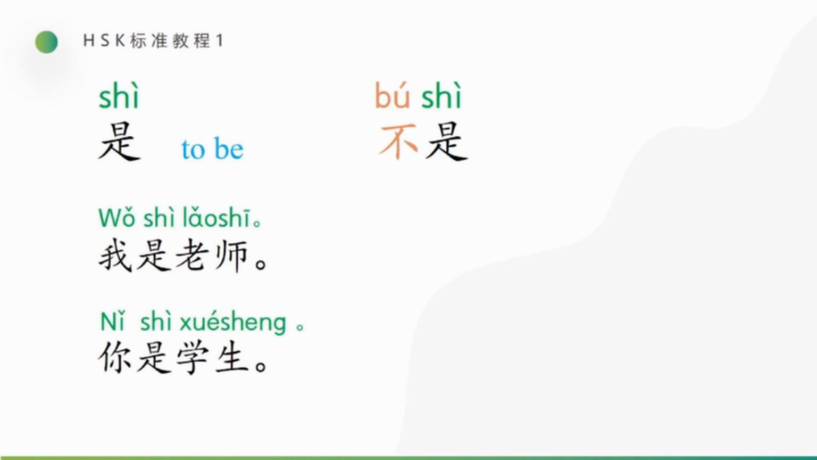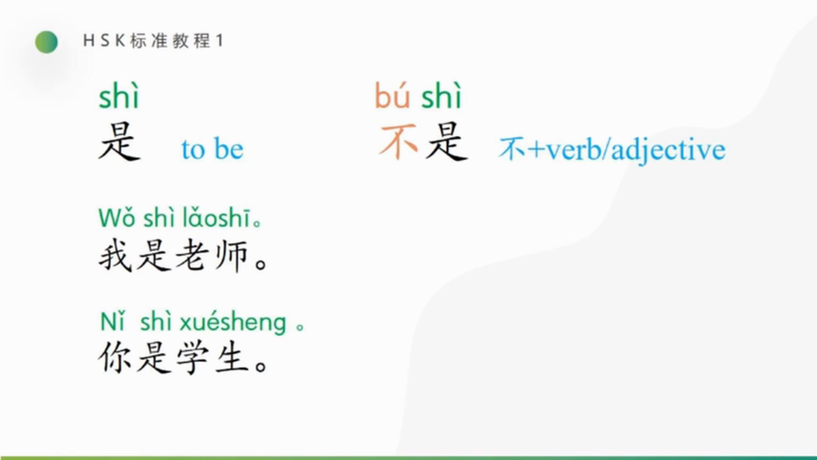Let's look at this one. 是 means to be. So here, 不是 what's the meaning? 不是, it means 不 we learned it means no, not. So 不是 it means not to be, right? So we can put 不 before verb or adjective to give a negative form.